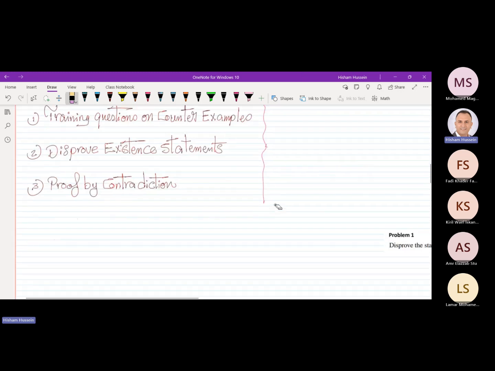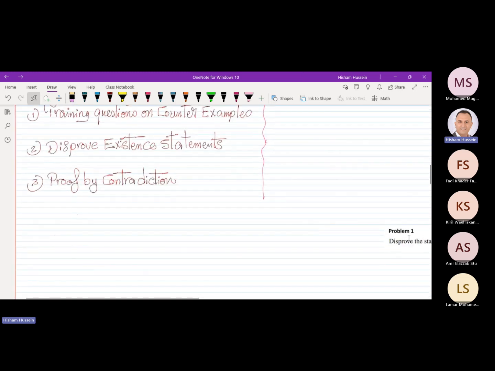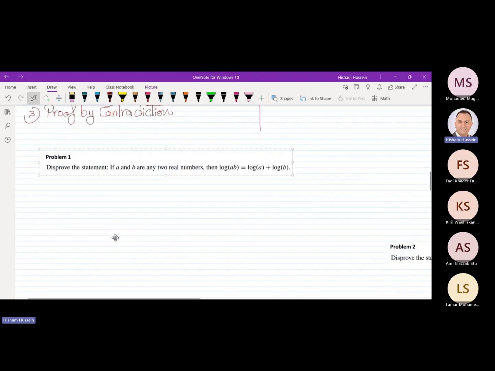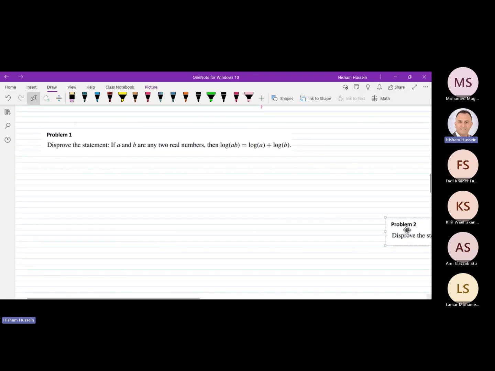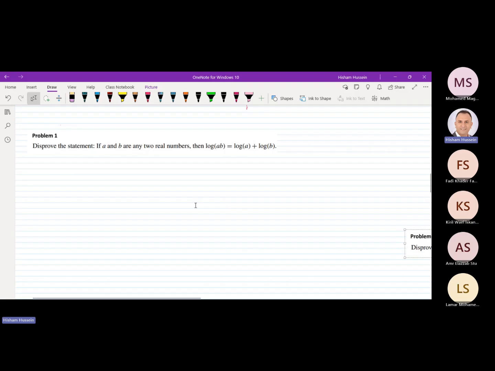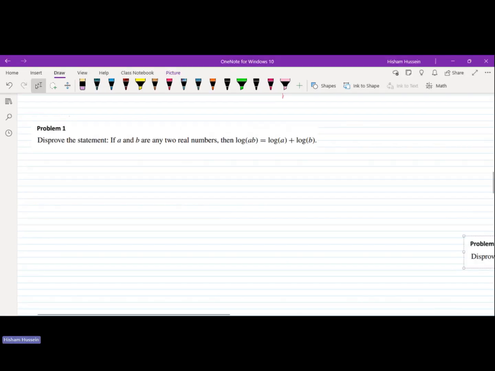Starting by example 1, here's problem 1 from the worksheet. In problem 1, just disprove the statement. If A and B are both real numbers, then log of A times B equals log A plus log B. So we need to disprove this statement. Okay, so how to disprove this statement?